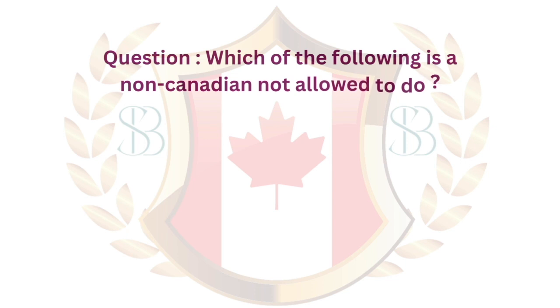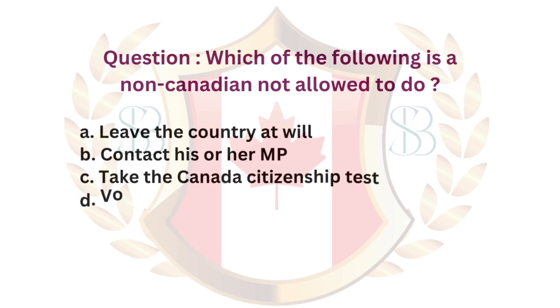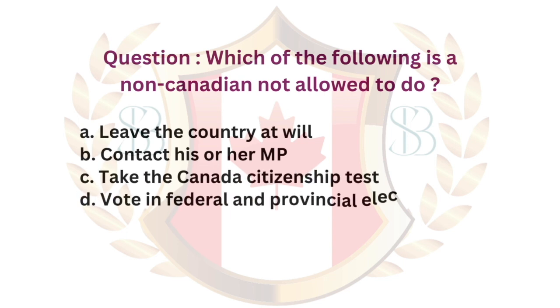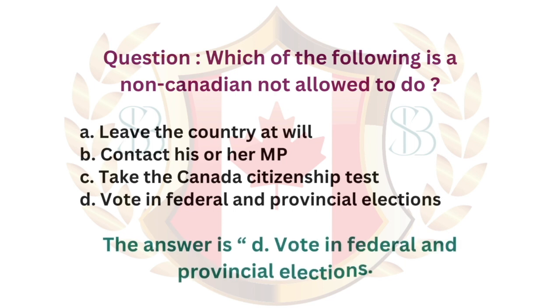Question. Which of the following is a non-Canadian not allowed to do? A. Leave the country at will. B. Contact his or her MP. C. Take the Canadian citizenship test. D. Vote in federal and provincial elections. The answer is D. Vote in federal and provincial elections.